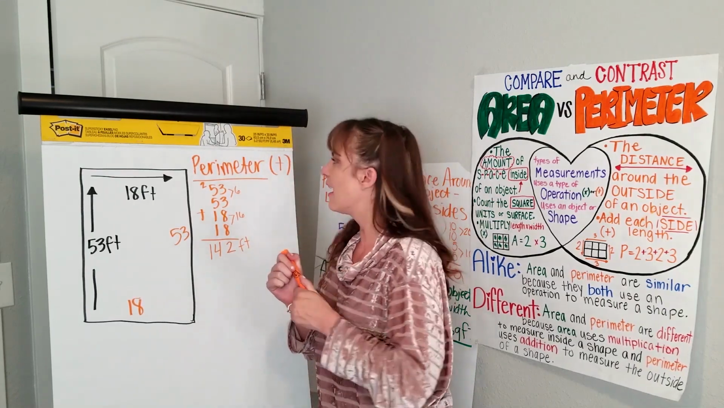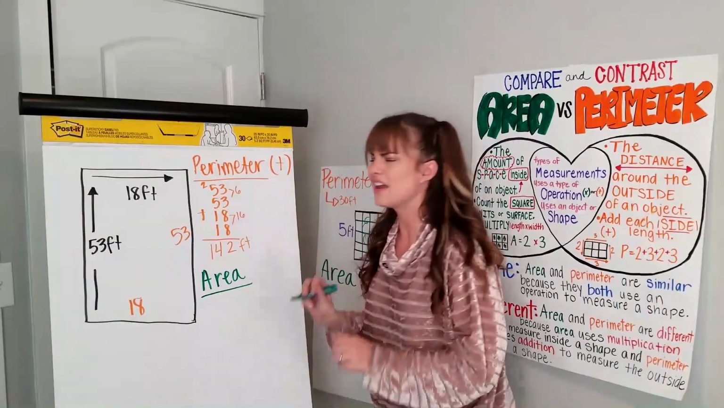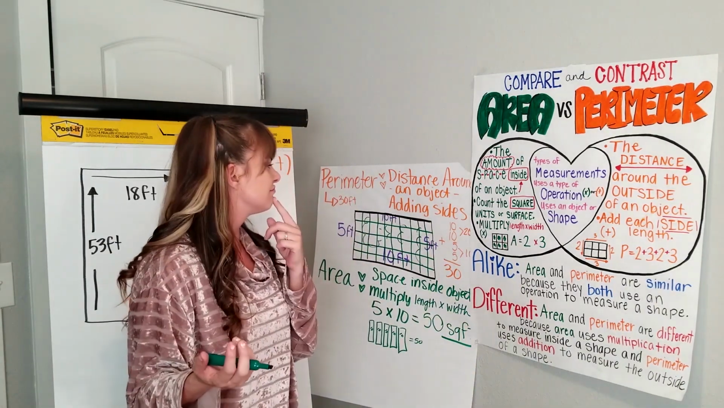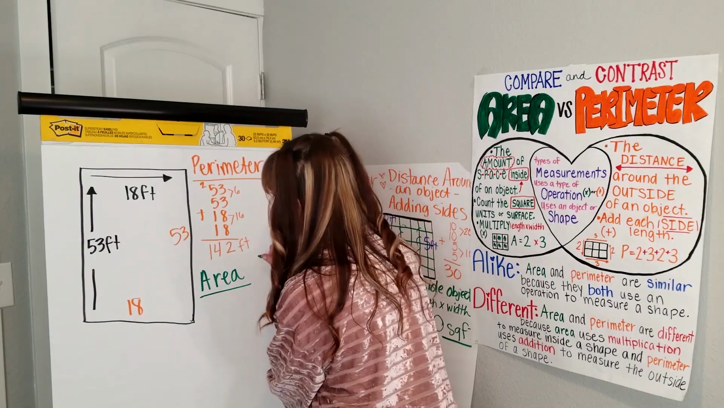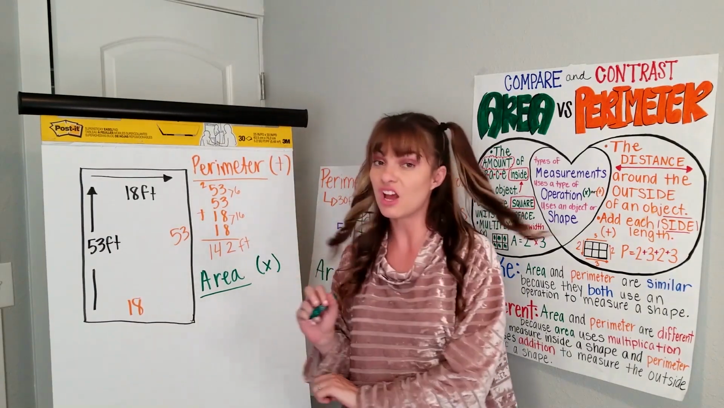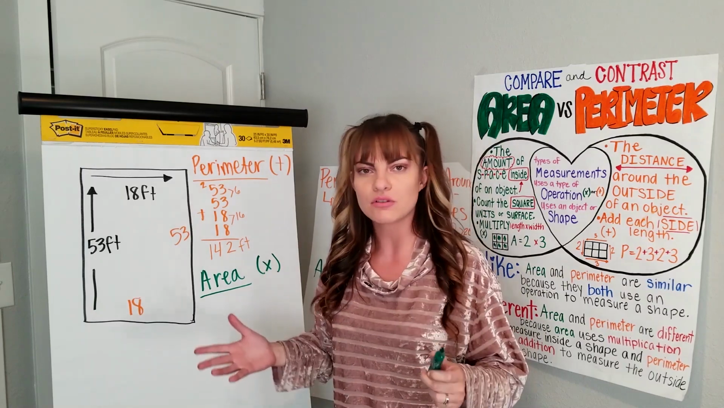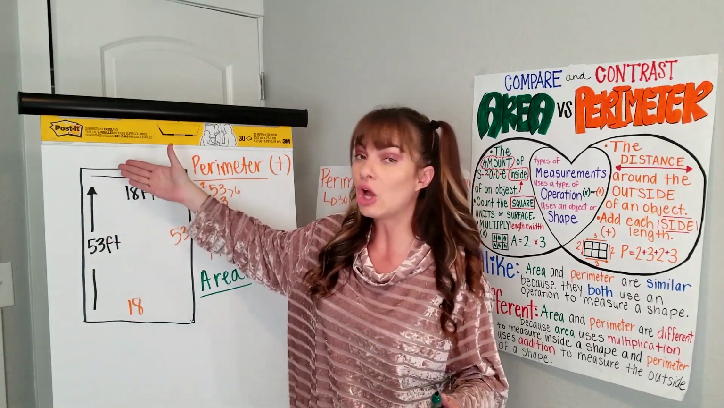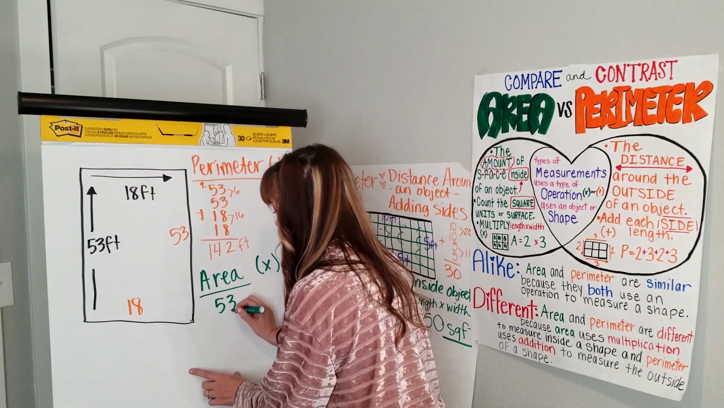Now let's figure out the area. The area, what operation do I use for area again? Oh, multiplication. So I'm going to put an X to help me remember. Now, what were the two numbers that I measured again? Well, I said that it was 53 feet long by 18 feet wide.